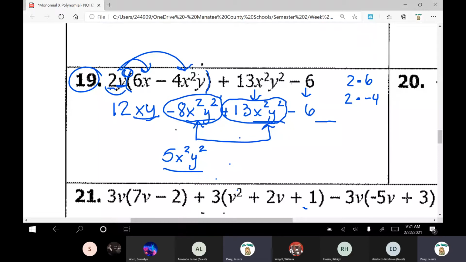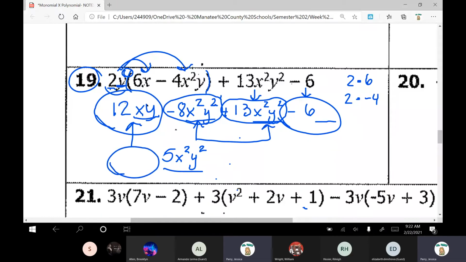Depending on how you wrote it down on your paper where your spacing is, we still need to put this down next to it and this. So let's figure out where I can put this 12xy. Should I put it in front of the 5x squared y squared, or should I put it behind? Should I put it in circle number 1 or circle number 2? And we're going to be putting a plus here or a plus here. Where should I put it?